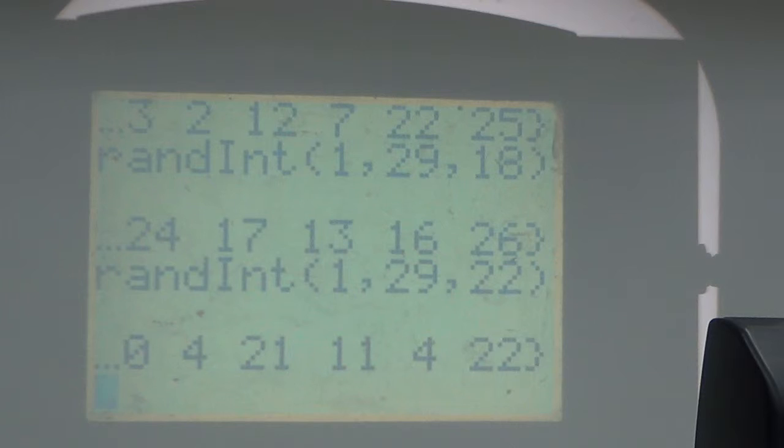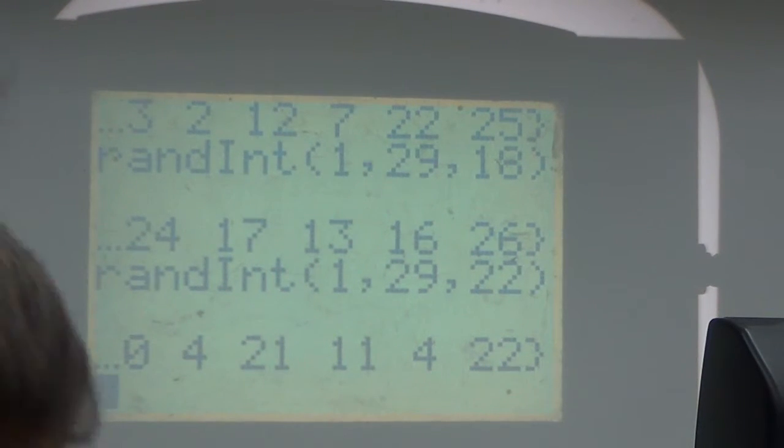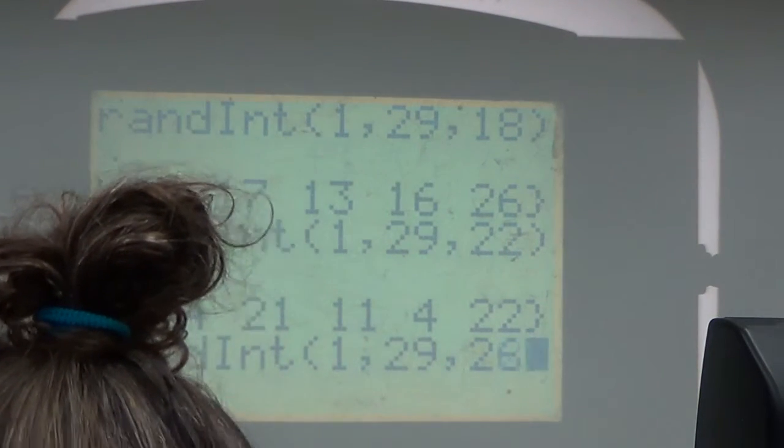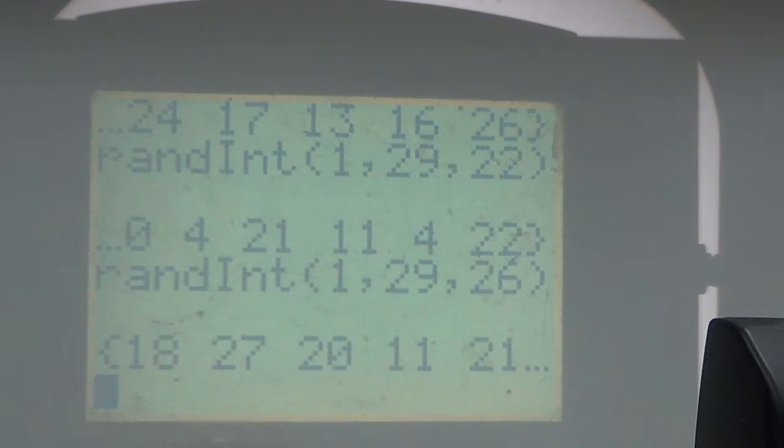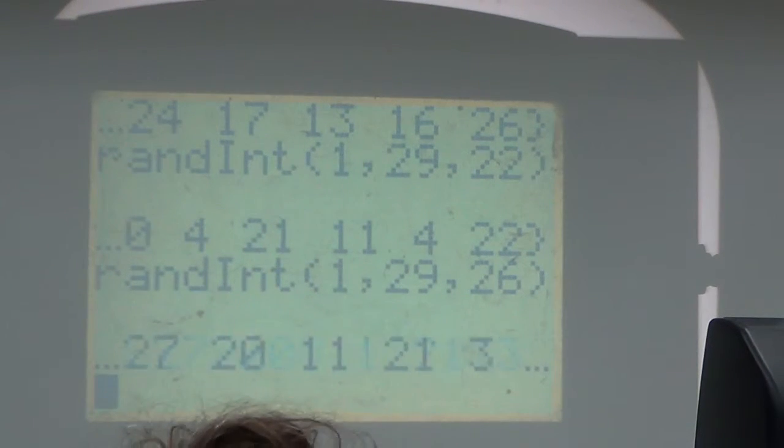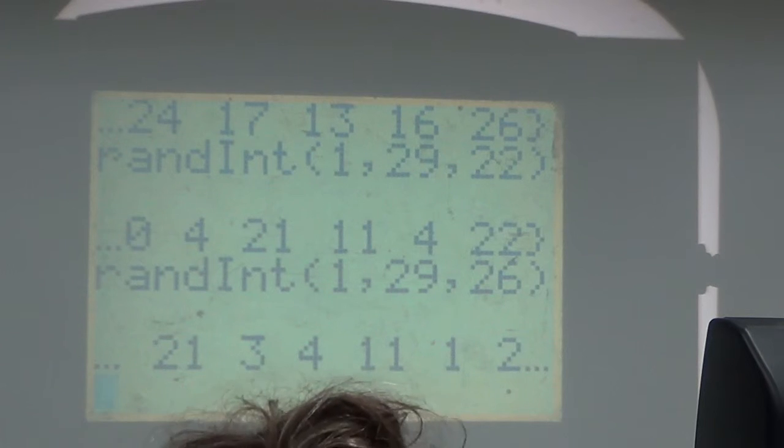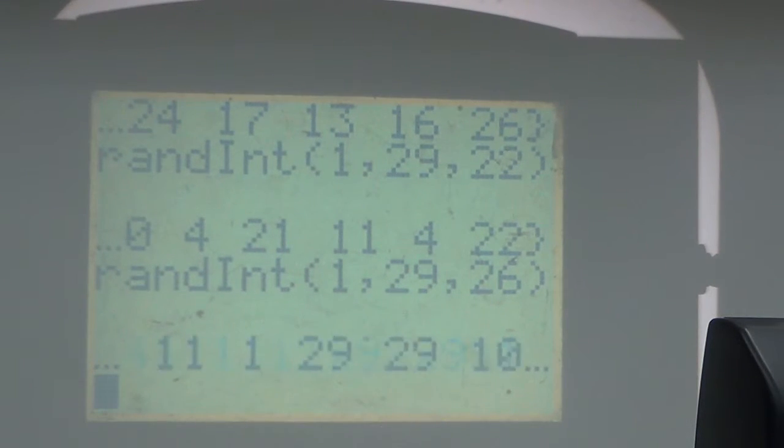We're down to 3, which means now 26 are sick. So that next one, was it 7, 26, I think? Yes? 7, 26. Can these 3 last through the last round? Let's find out. 18, 27, 20, 11, 21, 3, 4, 11, 1, 29, 29, 10, 7, 16, 10, 27, 12, 29, 10, 25, 23, 18, 4.